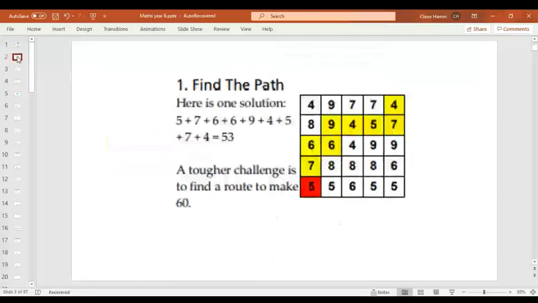Okay, here is one solution. You can see it highlighted on the grid. I'm sure there are other solutions, so please send me your string of numbers that you've added so I can check them and so that I can see how many solutions there are for this challenge. I haven't got a solution for making 60, so if you found that, I'd love you to send that to me.